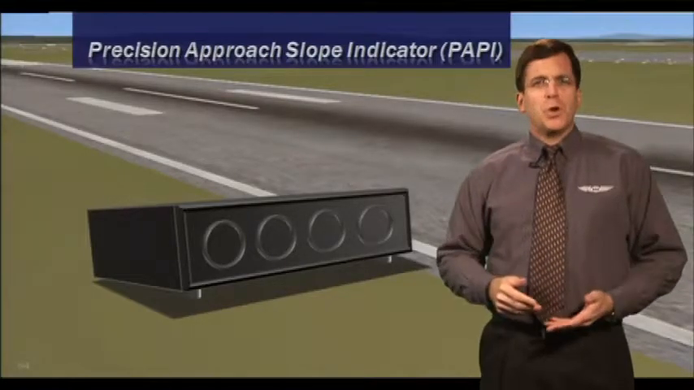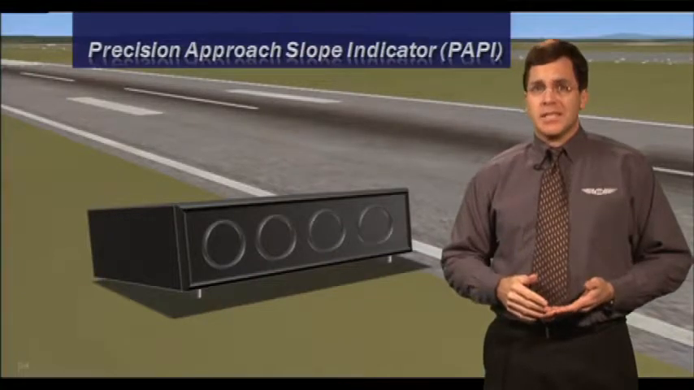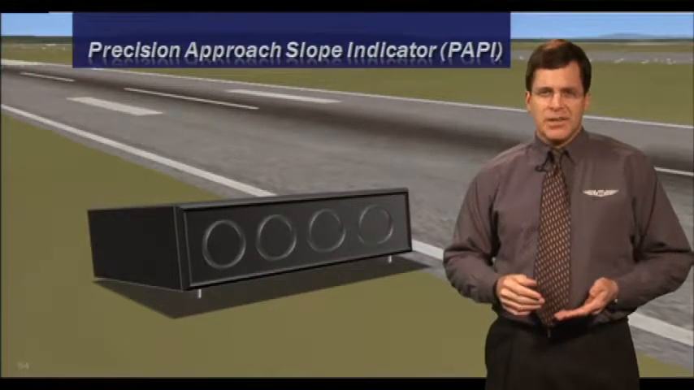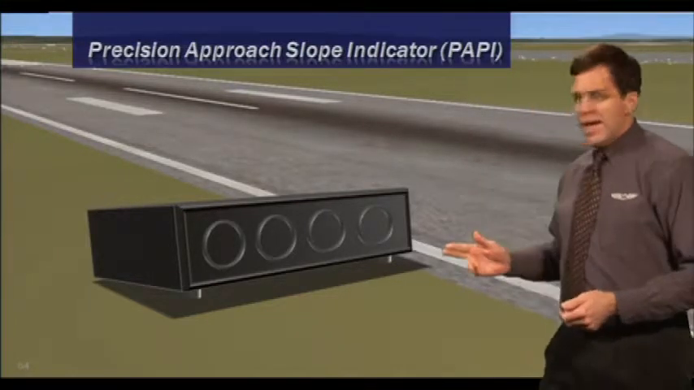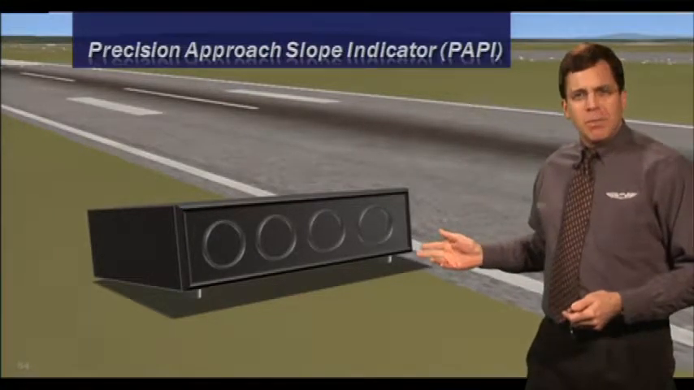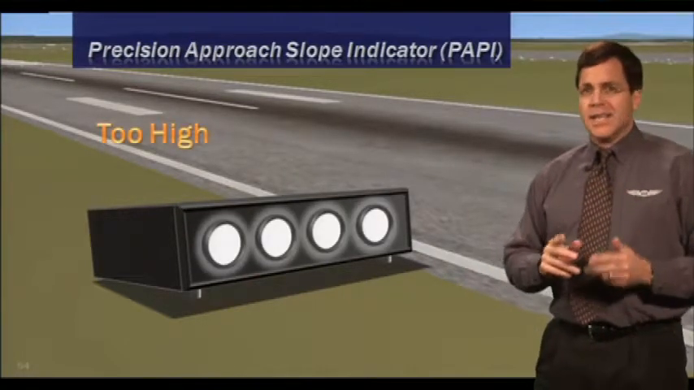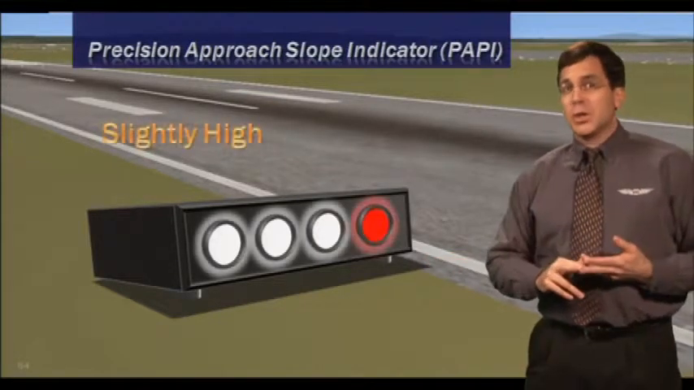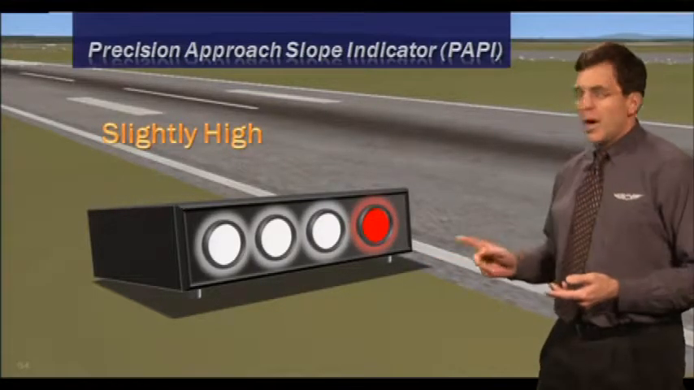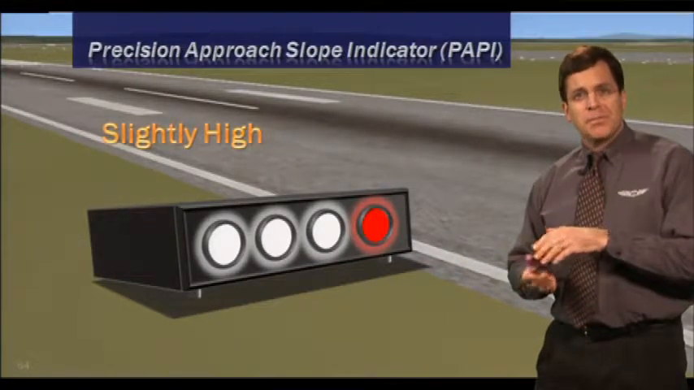The Precision Approach Path Indicator, often called a PAPI, is another common lighting system that helps you fly a safe descent angle. Let's take a look at how the PAPI works. A PAPI has four lights in a bar at the side of the runway. Four white lights indicate that the aircraft is too high. If you see three white lights and one red light, you're slightly above the proper descent angle.